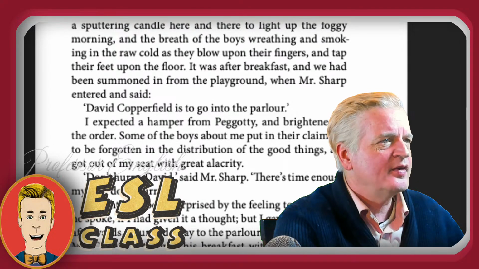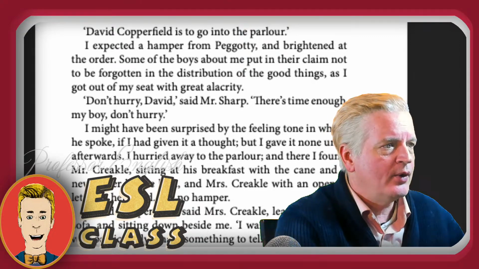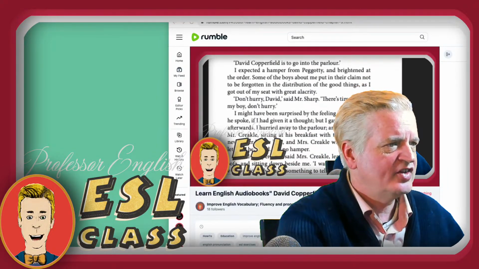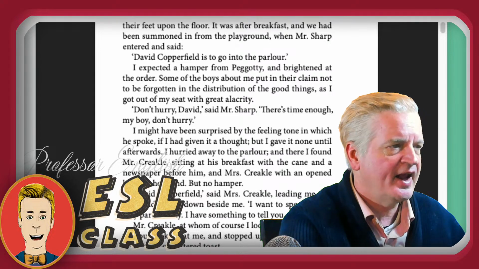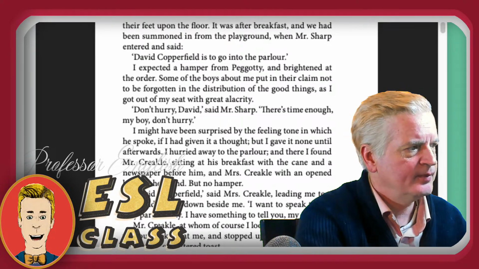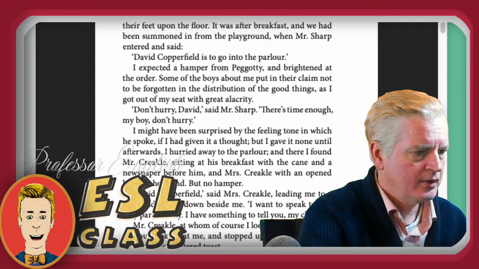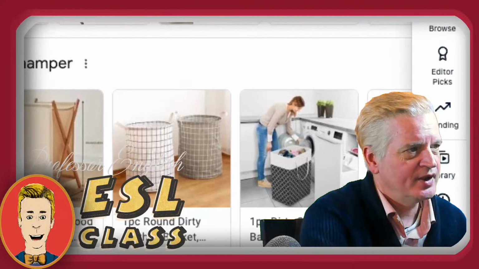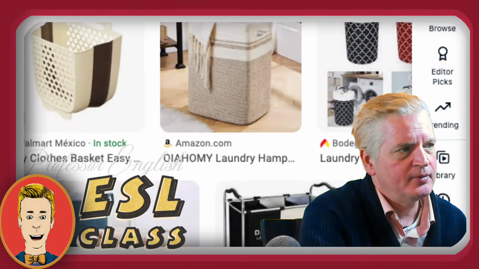David Copperfield is to go into the parlor. I expected a hamper from Peggotty. Okay, now this story I think was written about 180 years ago. So the language changes a little bit. I'll show you what I understand a hamper to be. So it's something we still use, actually. A hamper is where you put your dirty clothes, your dirty laundry. So you see it's like a basket. And so you can still use that word to describe this object, a hamper.